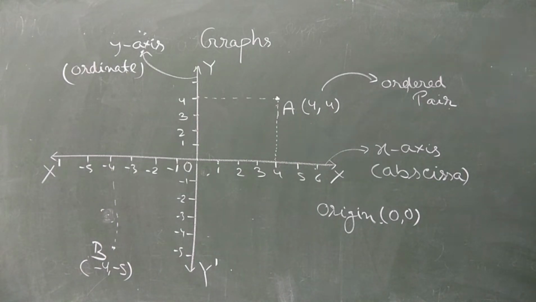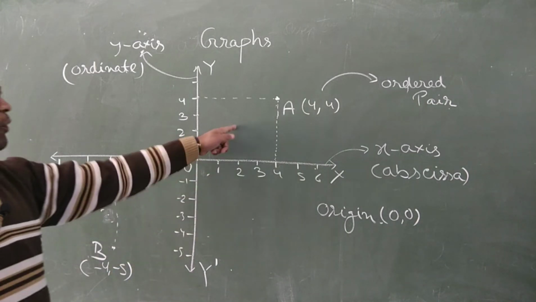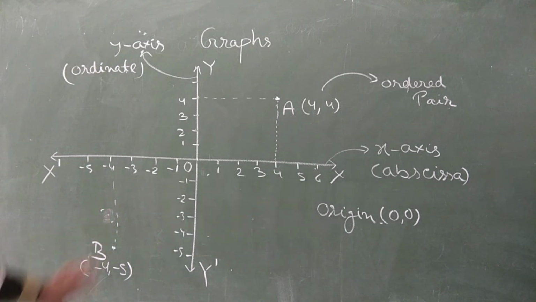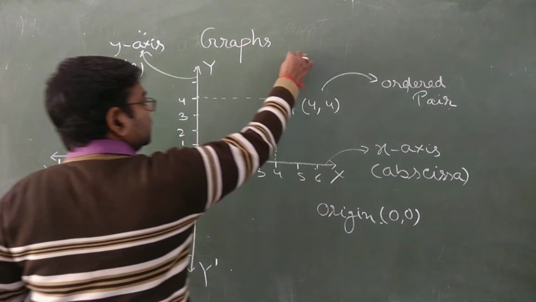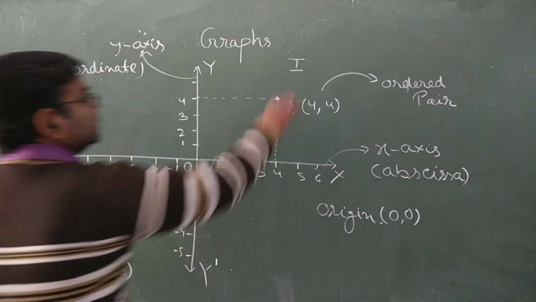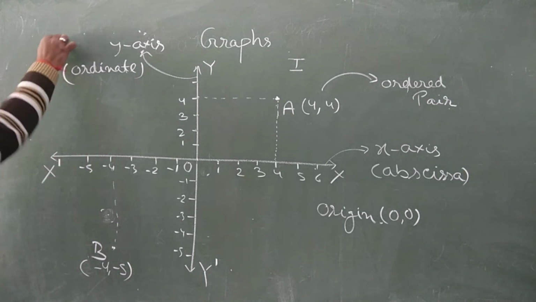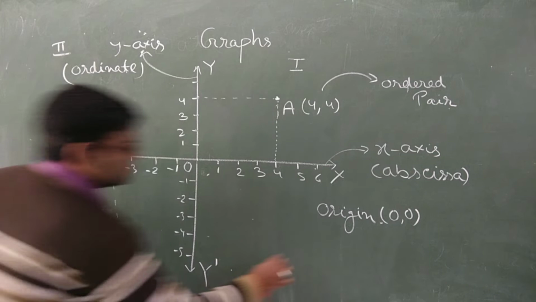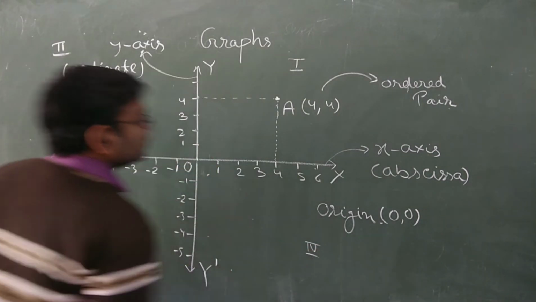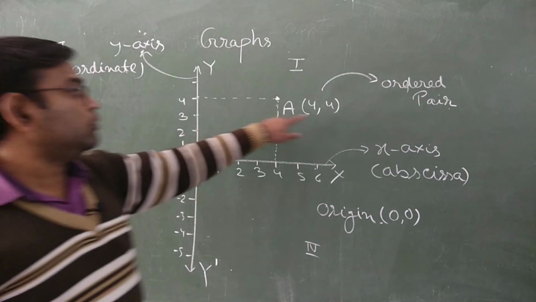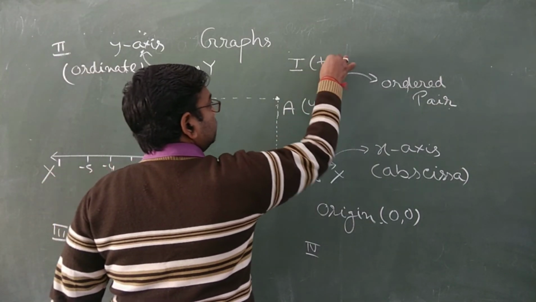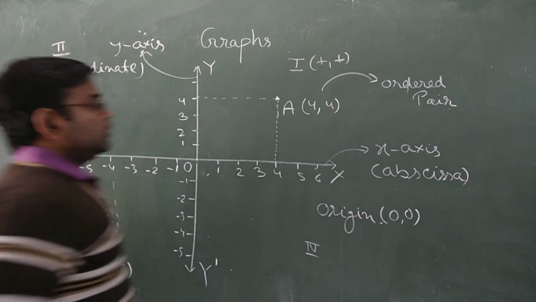If you see, the graph is divided into four parts, or four quadrants. Starting from the positive side, this is your first quadrant, this is your second quadrant, this is your third quadrant, and this one is your fourth quadrant. In the first quadrant, all values are positive, as you are observing, meaning positive x, positive y.